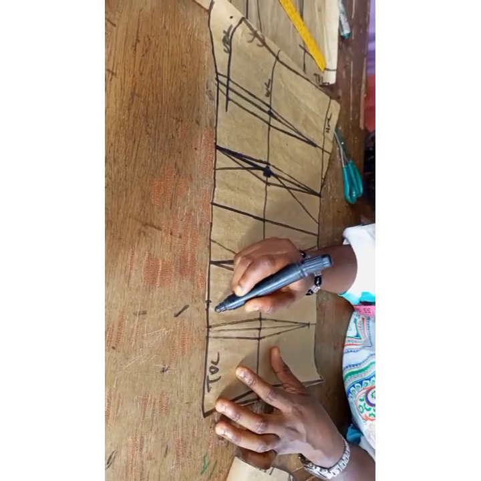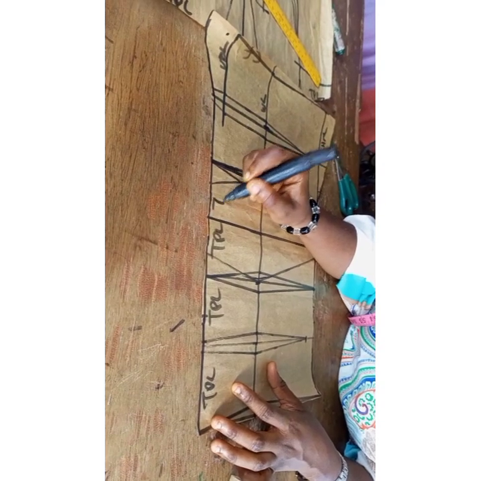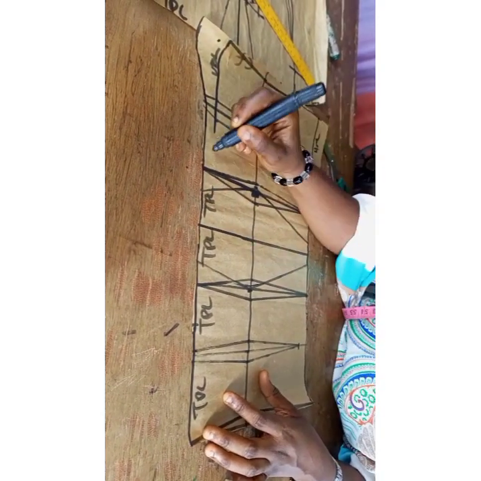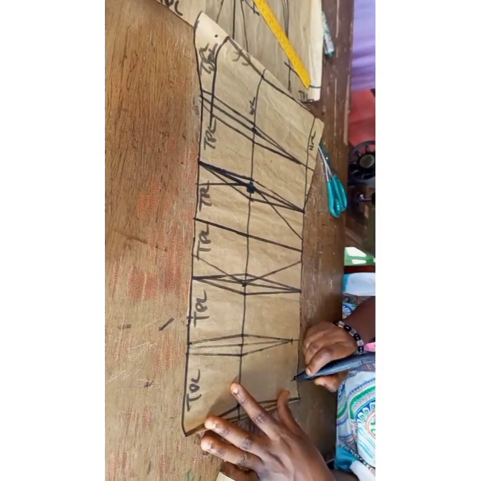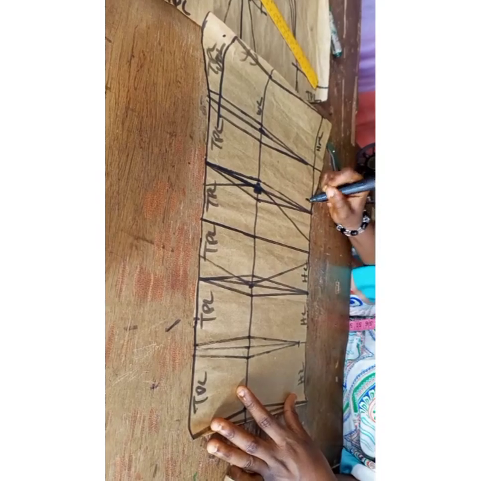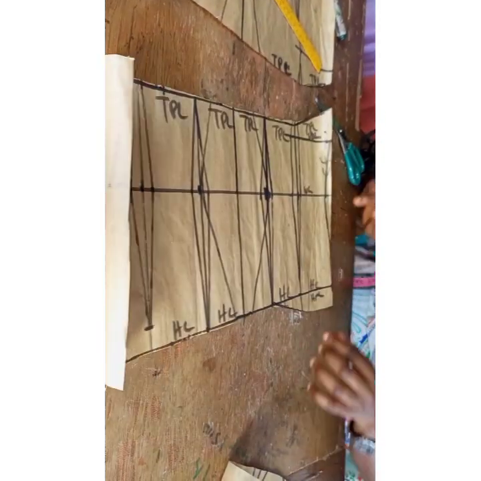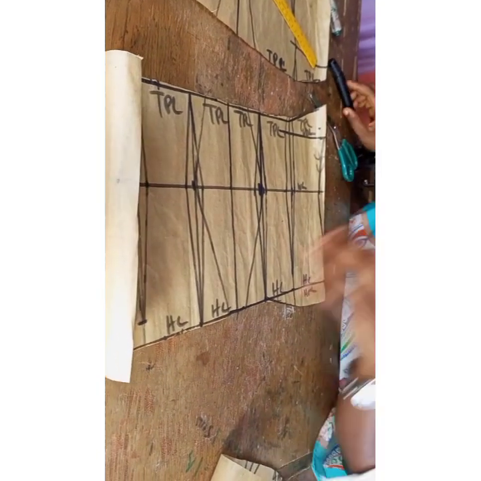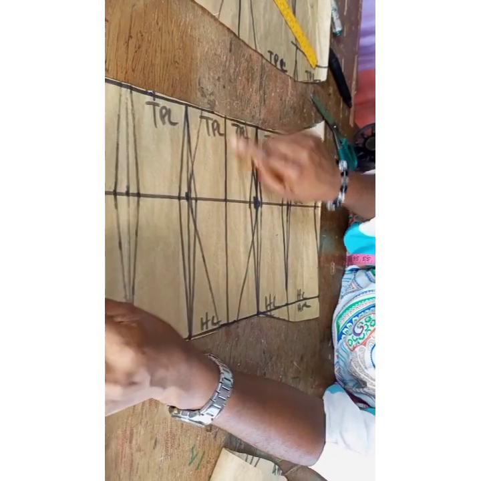TPL. That's top line. TPL, TPL, then M line, HL, HL, HL, just so that there won't be a mistake there. Now, once we do that, remember this is the side seam. Don't get confused. This is the side seam.